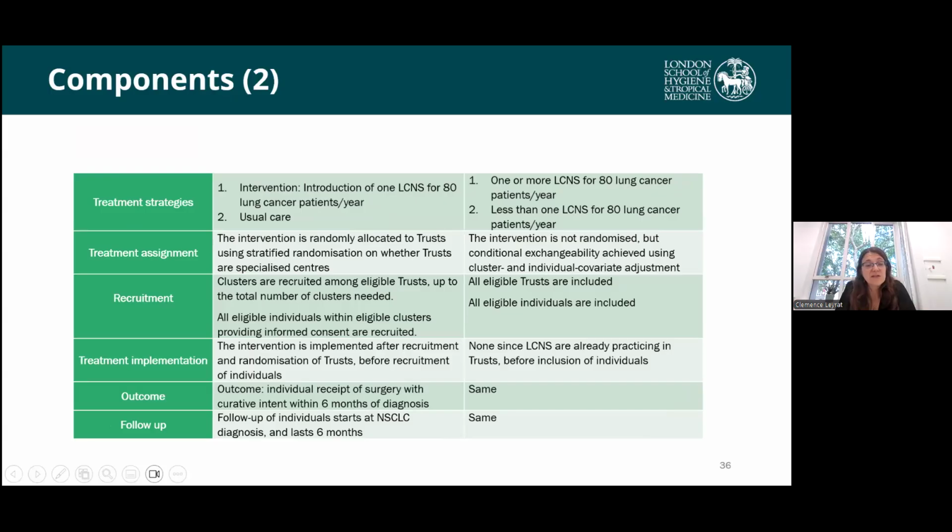Then the treatment strategy in the target trial would be the introduction of one cancer nurse specialist for 80 patients per year versus usual care. In our emulation, it's one or more lung cancer nurse specialists for 80 patients versus less than 1 per 80. Of course, we don't have randomization, so we try to achieve conditional exchangeability using cluster level and individual level variables.